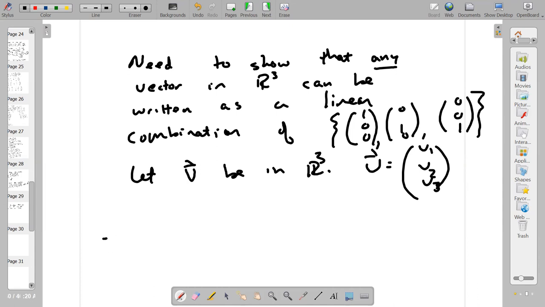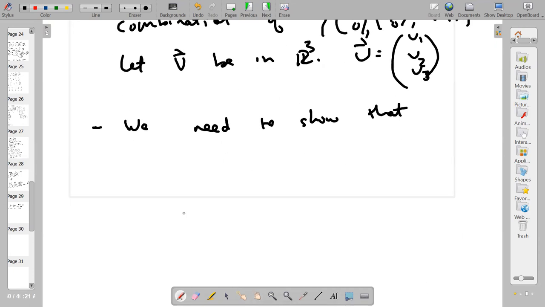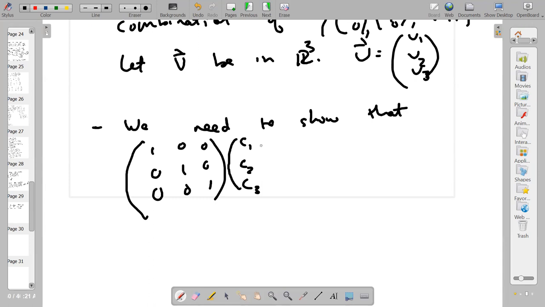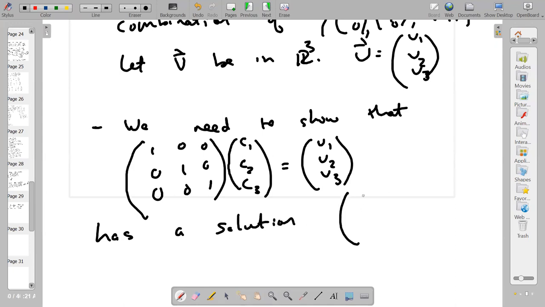To be able to show, because of the way matrix multiplication is defined, that this fact is true, it amounts to showing that the equation 1, 0, 0, 0, 1, 0, 0, 0, 1, times C1, C2, C3, equals V1, V2, V3, has a solution C1, C2, C3 for each vector V.